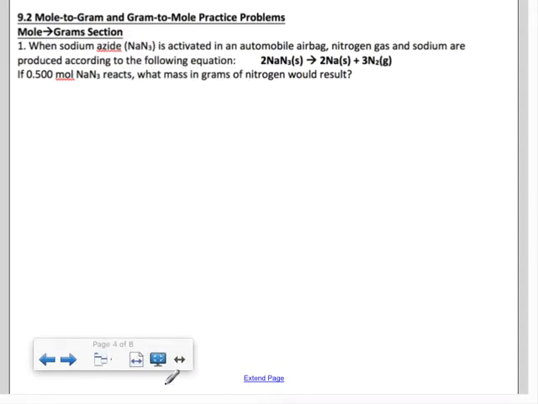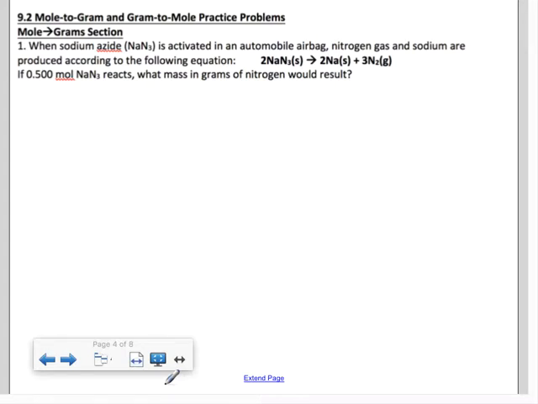All right. Sodium azide, NaN3, is activated in an automobile airbag. Nitrogen gas and sodium are produced according to the following equation. There it is right there. If you are given moles of sodium azide, 0.5, what mass in grams of nitrogen would result?